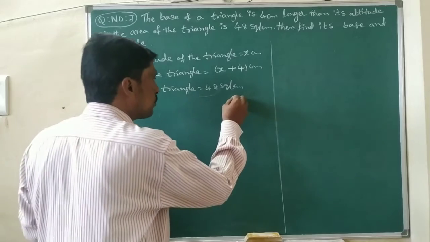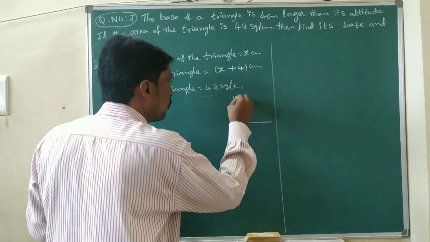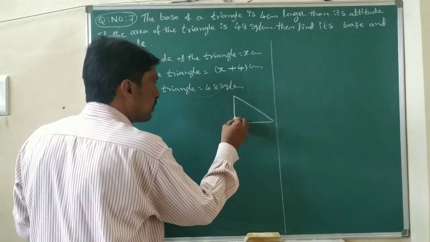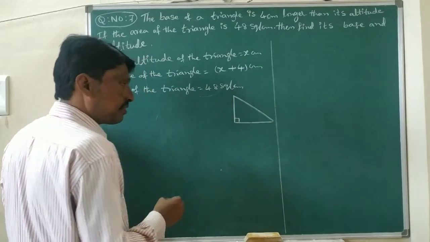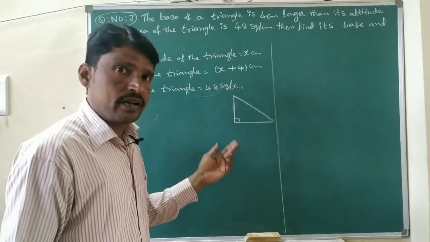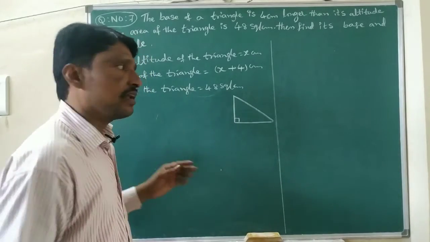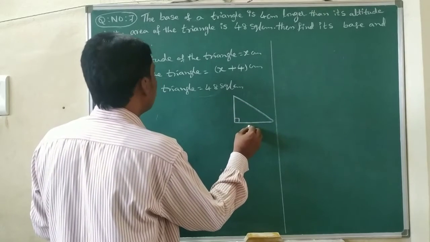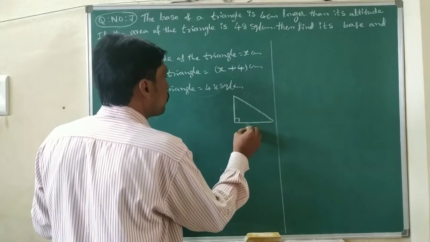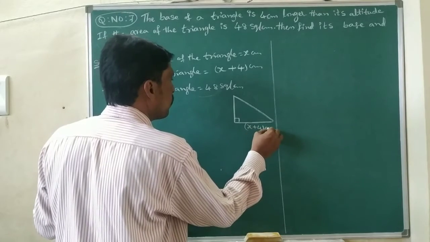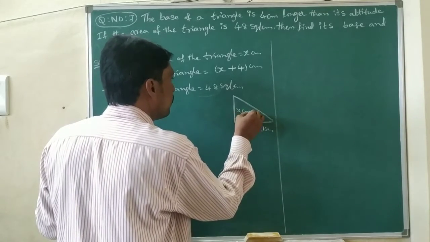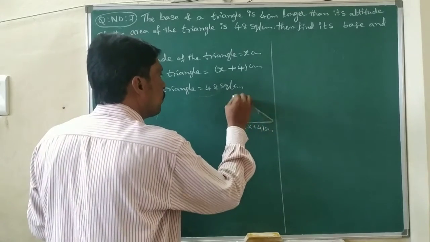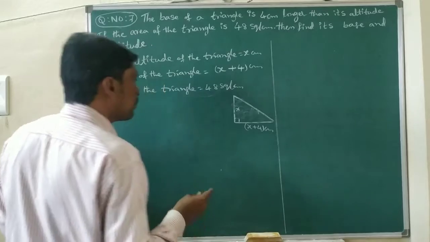First, let us draw the diagram. This is a right angle triangle. Altitude means height of the triangle. It is perpendicular to the base. Altitude is always perpendicular to the base, so it is a right angle triangle. Here it is the base. Base we are taking as x plus 4 centimeters and altitude is x centimeters. This total area is given as 48 square centimeters.